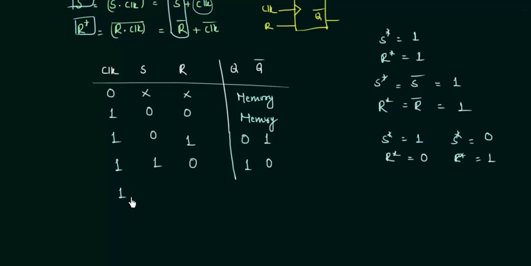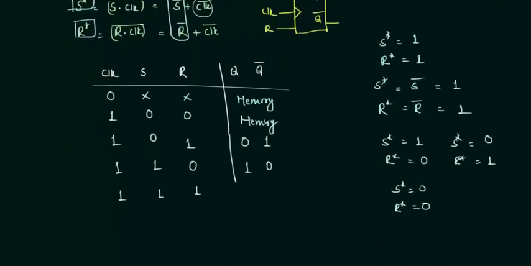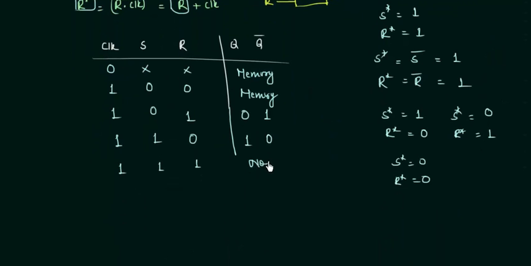Now let's check for the last case. When S is 1 and R is 1 with the clock as high, I'm having S star as 0 and R star as 0. And when this happens, it is the first case and it is the not used case, it is the contradictory case. So we are having not used.